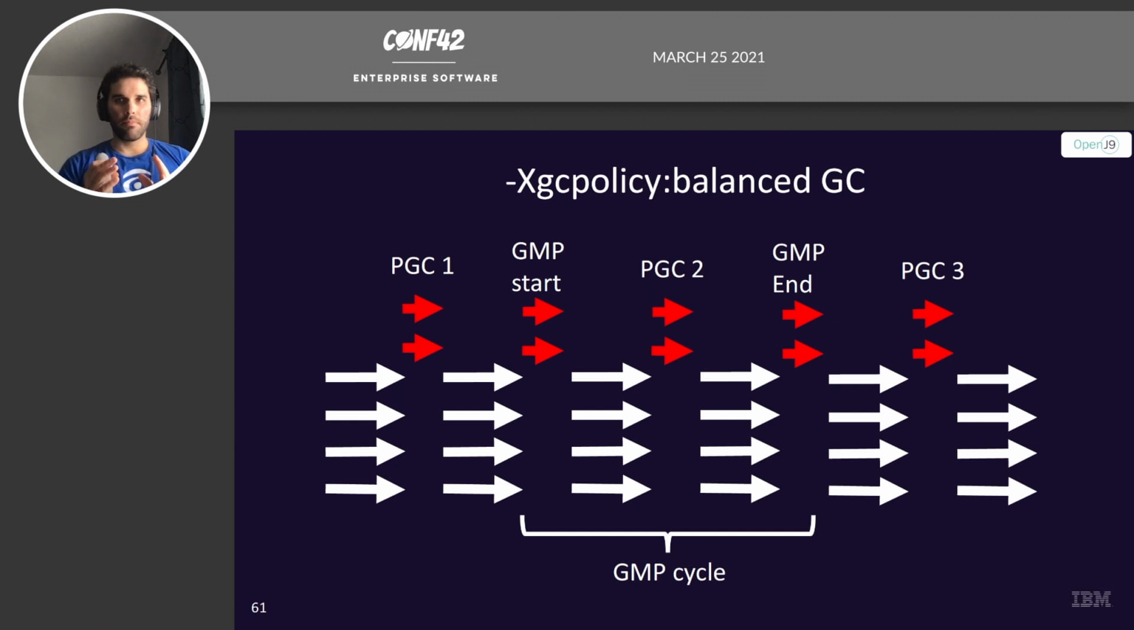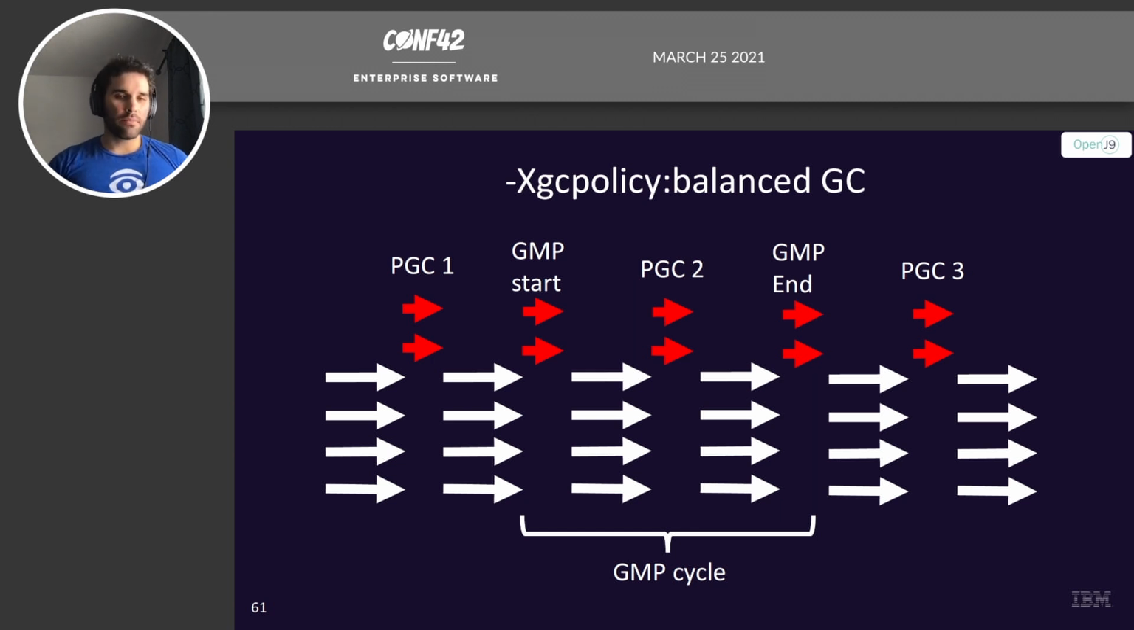So this is how an application behaves under the balanced policy. PGC stands for partial garbage collection. It's a copy collector, so what it's doing is copying the live objects from one region to another, and it tries to find those regions with the highest return on investment.